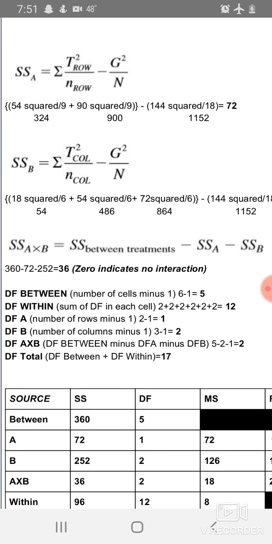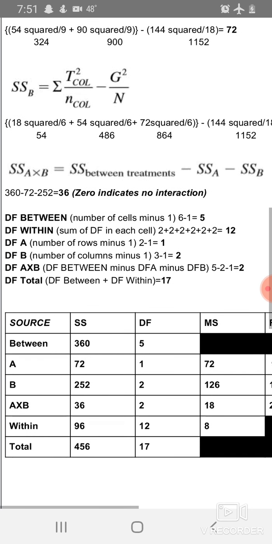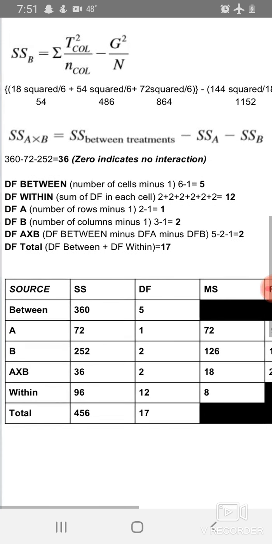df within is the sum of df in each cell. There are 6 cells, 3 participants per cell. 3 minus 1 equals 2. 2 plus 2 plus 2 plus 2 plus 2 plus 2 equals 12. Or 6 cells times 2 degrees of freedom equals 12.